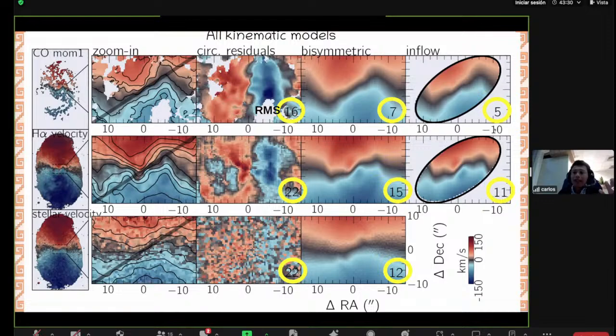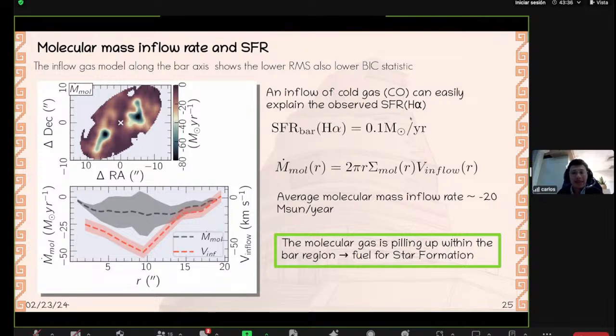If we believe that the inflow gas model is the most dominant in this galaxy, then we are able to trace the inflow rate induced by the bar. So in the left panel, I show you the molecular inflow rate estimated with this expression, which depends on the molecular surface density and the inflow velocity. The inflow velocity is obtained from our kinematic modelings, which is observed here in orange, right? So this is basically the inflow velocity along the bar axis.